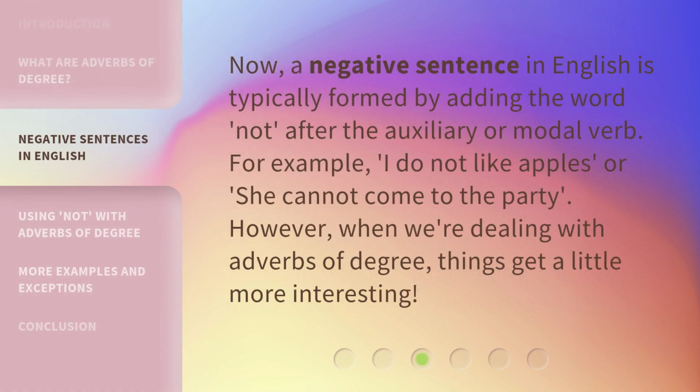Now, a negative sentence in English is typically formed by adding the word not after the auxiliary or modal verb. For example, I do not like apples, or she cannot come to the party. However, when we're dealing with adverbs of degree, things get a little more interesting.